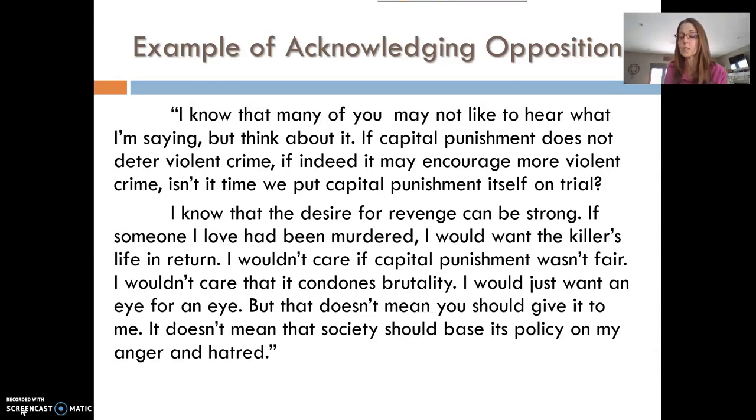They acknowledge, I know that the desire for revenge can be strong. That's one of the motivating factors of people who believe in capital punishment, is the eye for an eye idea. If someone I love had been murdered, I would want the killer's life in return. So they're acknowledging that emotional aspect of capital punishment. But that doesn't mean you should give it to me. That doesn't mean society should base its policy on my anger and hatred. And so they're acknowledging that pain of victims, but then asking us to step away from that for a more logical appeal, and it's very respectful.